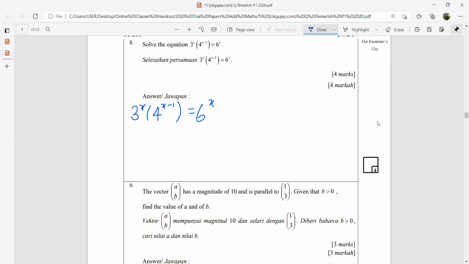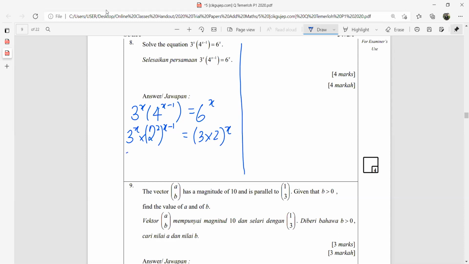To solve this, you have to think of a way to relate them. 6 power x is equal to 2 times 3 power x. I see a lot of you gave the answer x equals 2. Perhaps you can split them. Should I split 4 to become 2 squared, power x minus 1? And this 6 is 3 times 2.